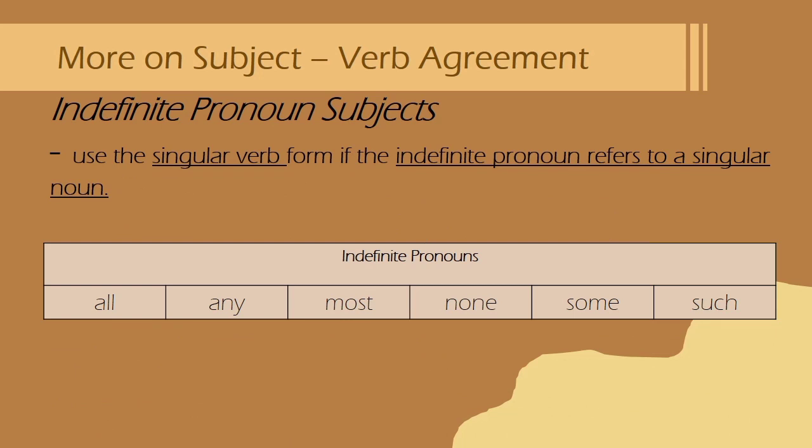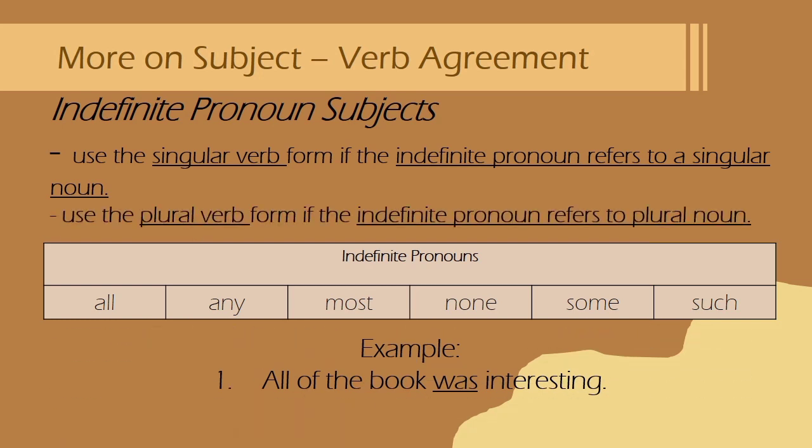Use the singular verb form if the indefinite pronoun refers to a singular noun. Our indefinite pronouns are all, any, most, none, some, and such. For example, all of the book was interesting. The indefinite pronoun all is used in the sentence, and it refers to a singular noun, which is book. We are going to use the singular verb was. So all of the book was interesting.